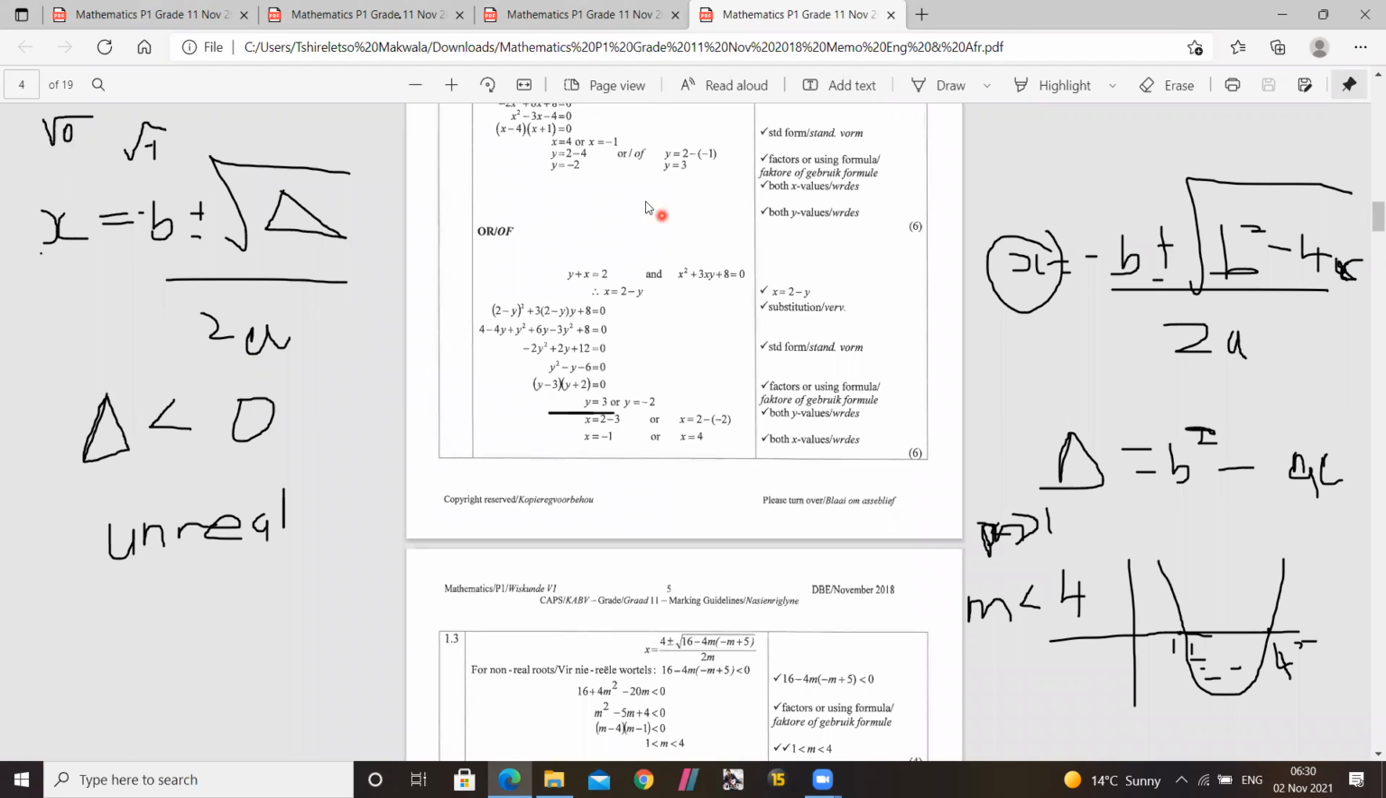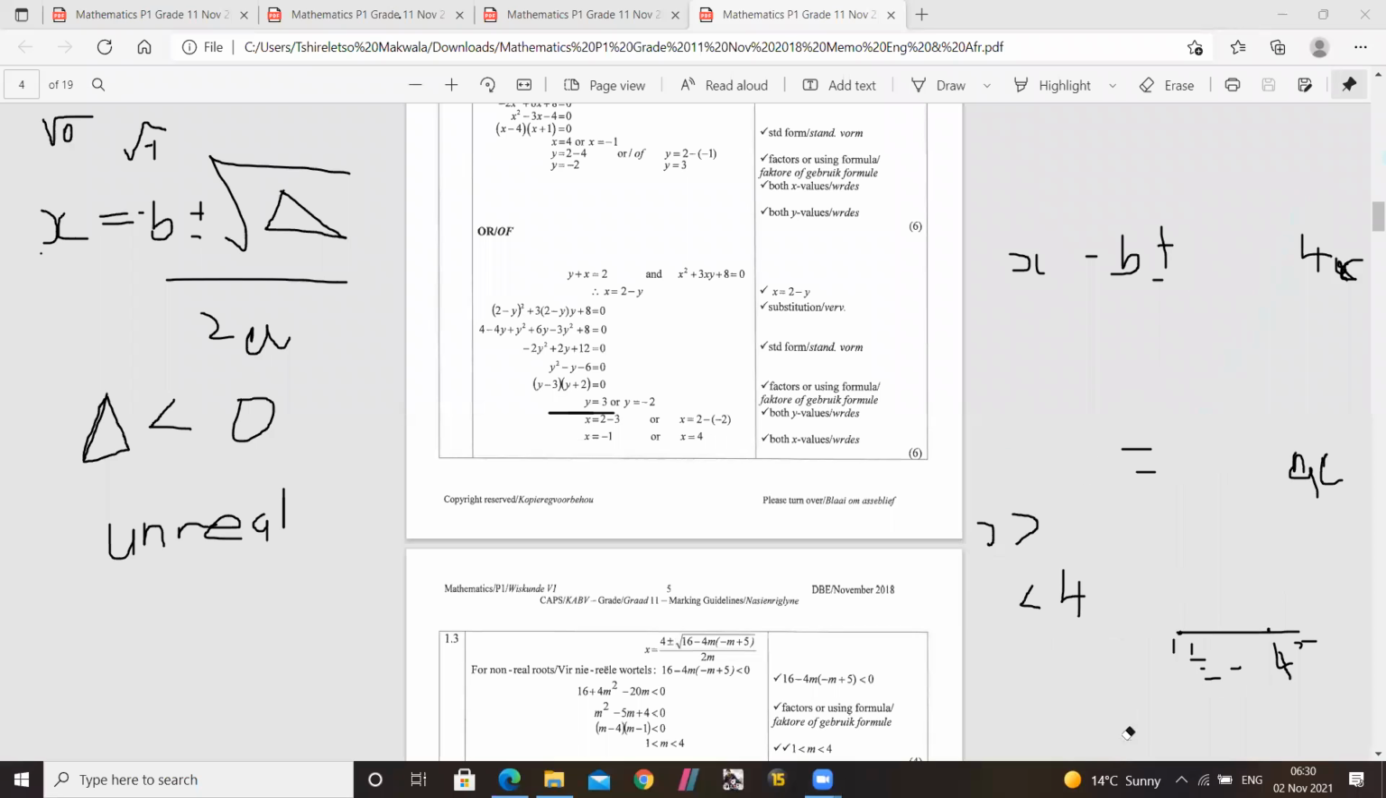So that's how you approach that one when delta is negative, giving unreal roots. Let me continue with the nature of the roots.